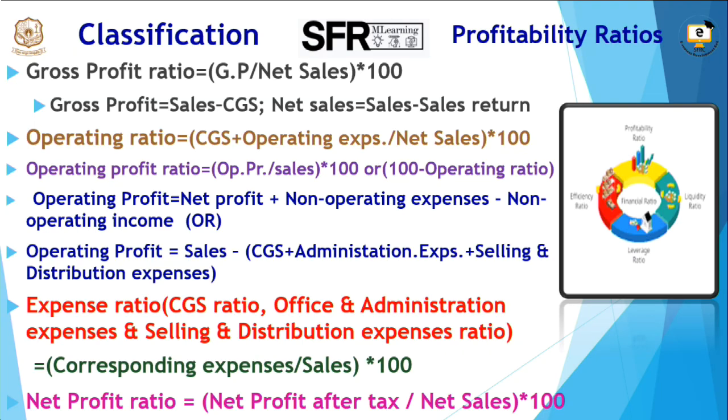Next, net profit ratio. Net profit ratio studies the relationship between net profit after tax and sales, that is, profit after payment of tax is to be considered. Net profit before interest and tax is not considered, okay. So net profit after tax divided by net sales into 100.